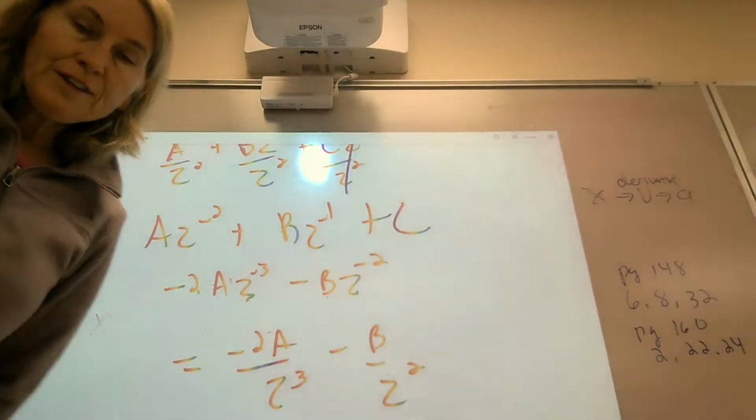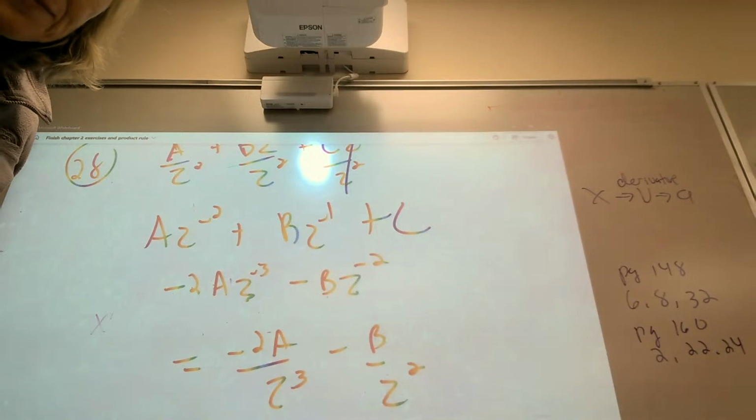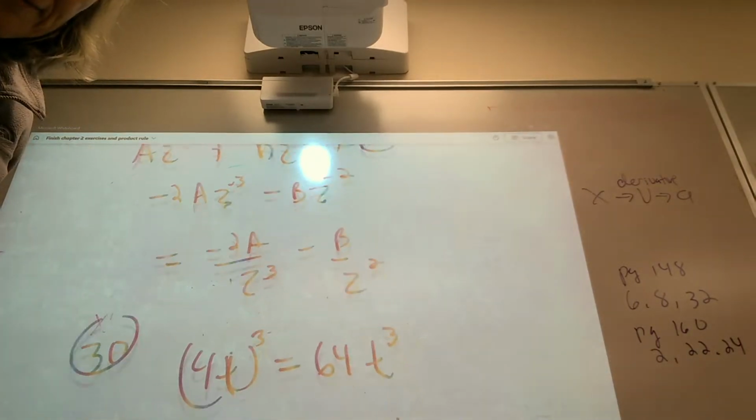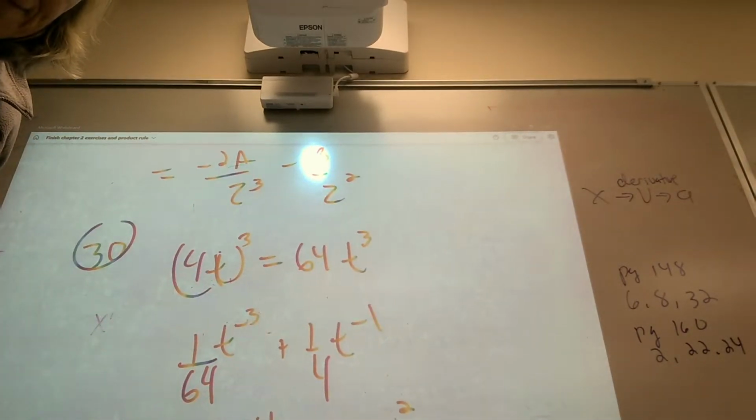Lincoln, do you have 30? It came out to be negative 19 over 64 t to the 6.